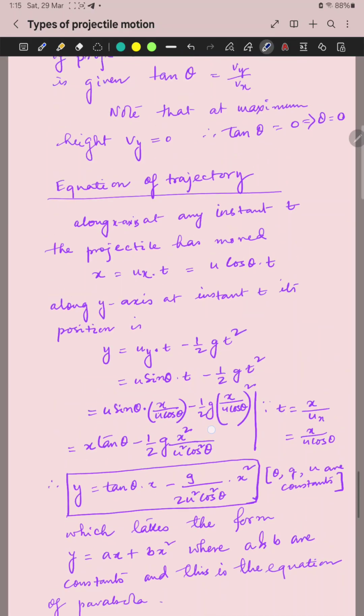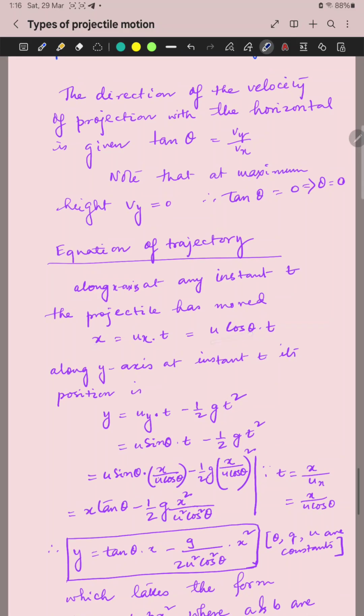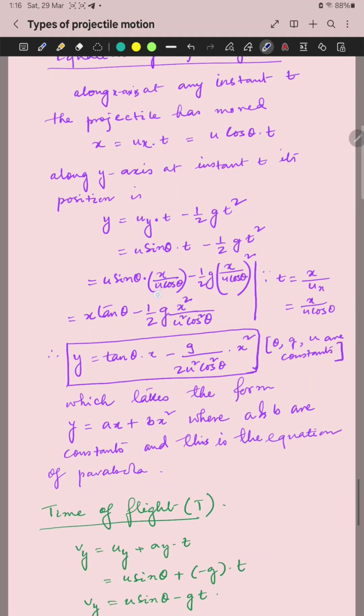So time is along the x direction. We find the x coordinate of position by multiplying ux with t, and in ux's place u cos theta, so t will be equal to x by u cos theta. That we substitute in place of t. And doing that, we get this equation, which is y equals tan theta into x minus g upon 2 u square cos square theta into x square.